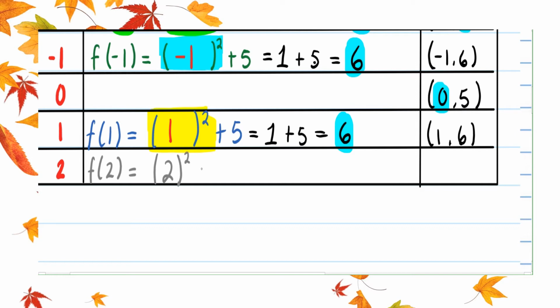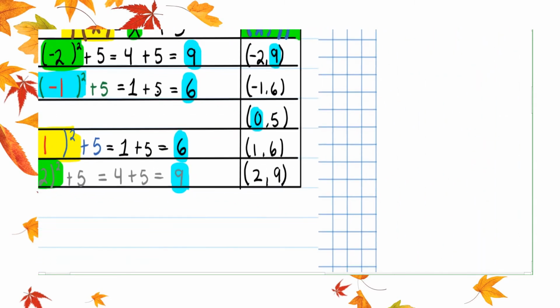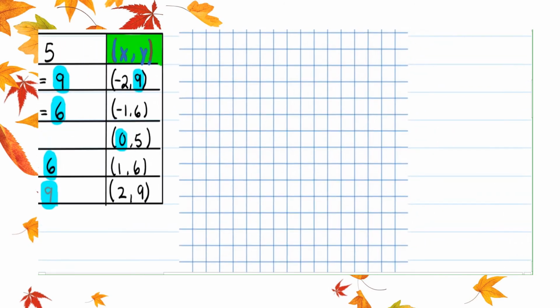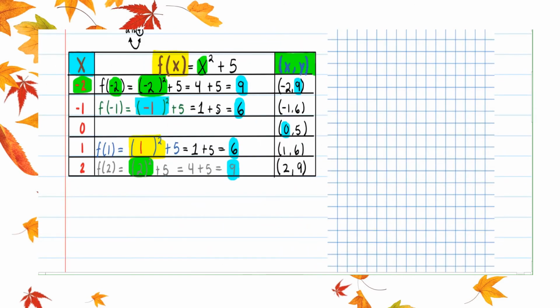So let's plug in positive 2 now. Follow our good old PEMDAS that says to do exponents first. 2 to the second power is 4. And we're going to add the 5 to it, and we get 9 once again. So I have my 5 points that I'm going to graph on my parabola. I have the vertex, which the problem told us was at 0, 5. So let's go ahead and start scaling our y-axis and our x-axis.